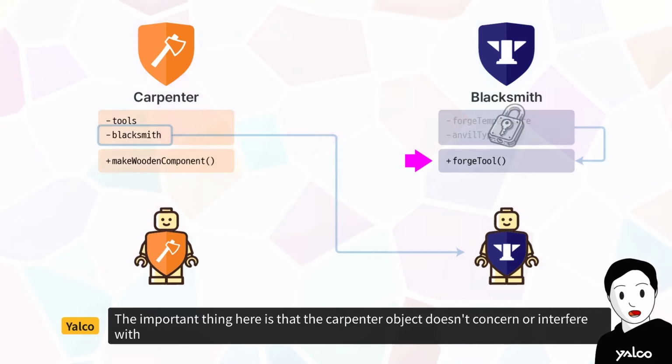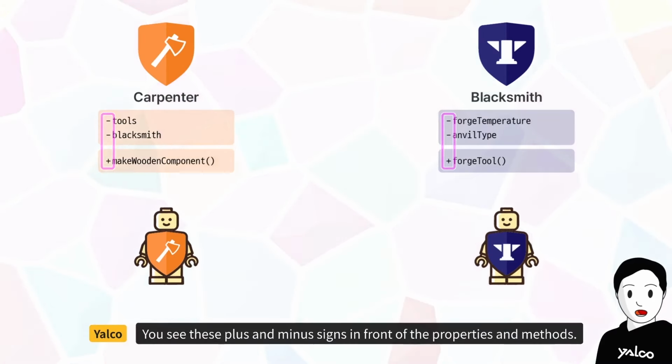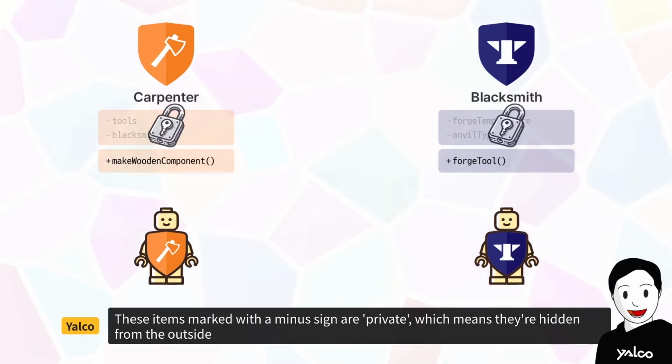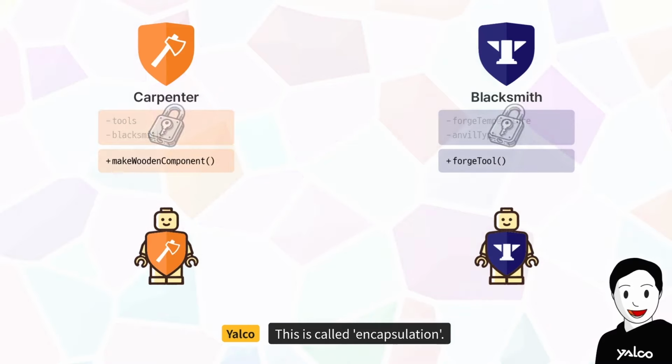The important thing here is that the carpenter object doesn't concern or interfere with how the blacksmith object fulfills this responsibility of forge tool. You see these plus and minus signs in front of the properties and methods. These items marked with a minus sign are private, which means they're hidden from the outside. So, objects of other classes cannot read or modify this data. This is called encapsulation.